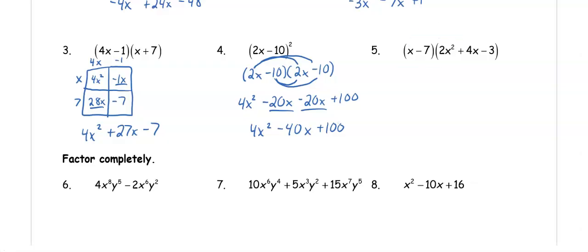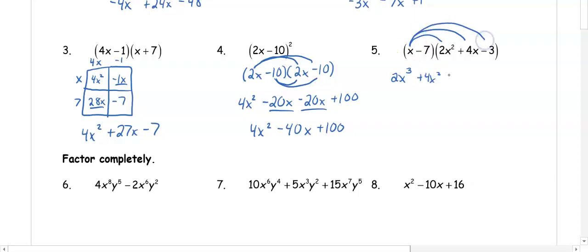Number 5, we have a binomial times a trinomial, which you could do as a box problem, or you can just distribute. So x times 2x squared is 2x cubed. x times 4x is 4x squared. x times negative 3 is negative 3x, and then we're going to distribute the negative 7. So negative 7 times 2x squared is negative 14x squared. Negative 7 times 4x is negative 28x. And negative 7 times negative 3 is plus 21.